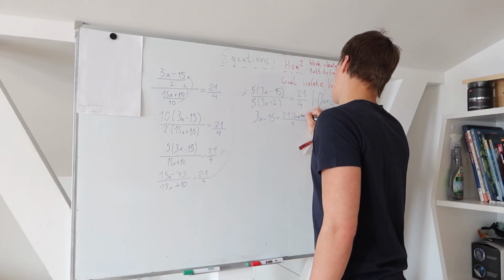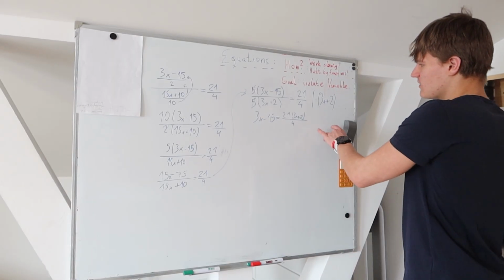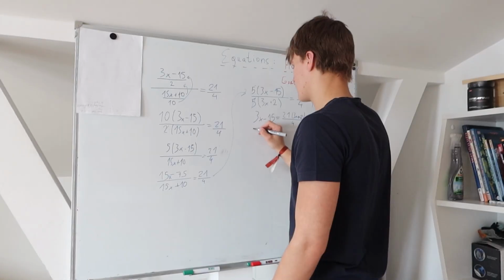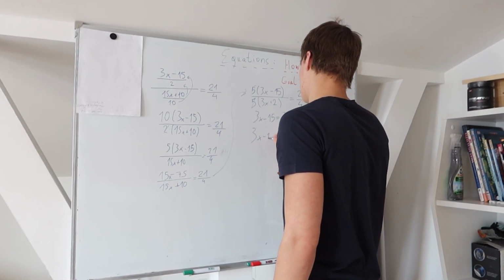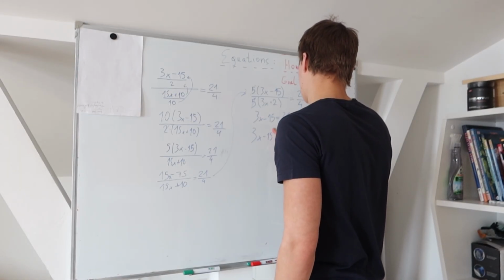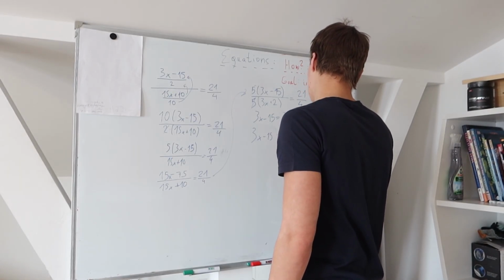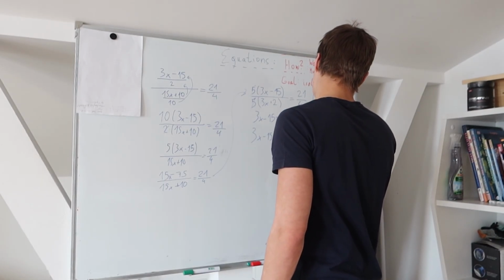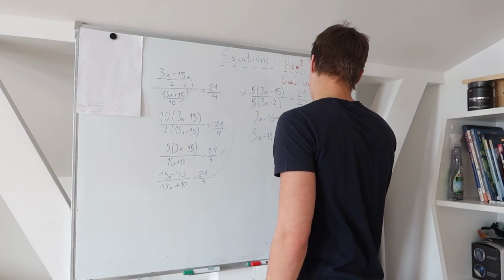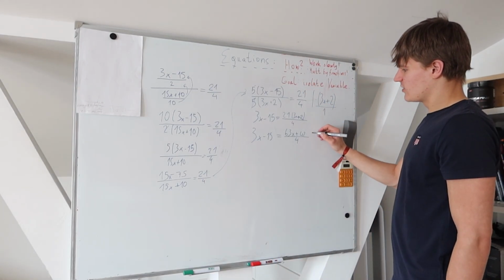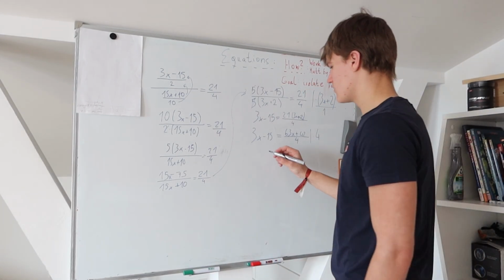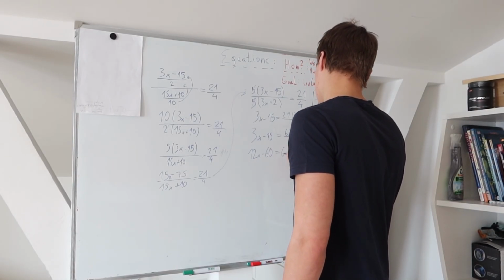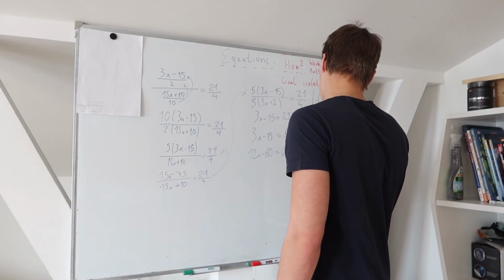So let's do it this way. Let's say 21 over 4 times (3x plus 2), right? So again, this is divided by 1, so we can put it up top, and we just do the same thing as before. 3x minus 15 is equal to (63x plus 42) over 4. Now we multiply by 4. We say 12x minus 60 is equal to 63x plus 42.